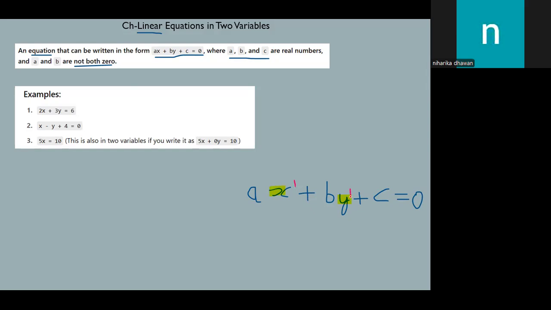So that's why it is known as a linear equation, because linear equation means the power of the variables should be equal to 1. Then in two variables means, here we have two variables x and y. So it is a linear equation in two variables. Also, the most important condition is that a and b are not both 0. Either of them can be equal to 0, but both of them should not be equal to 0 at the same time.